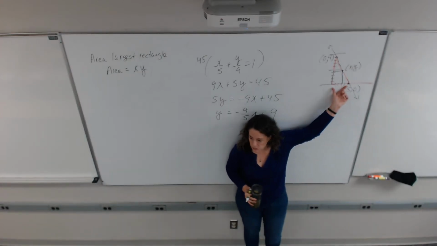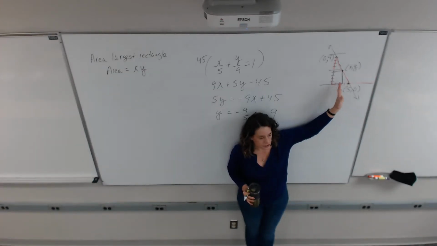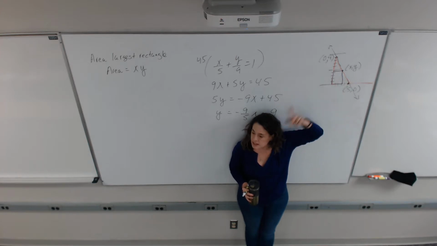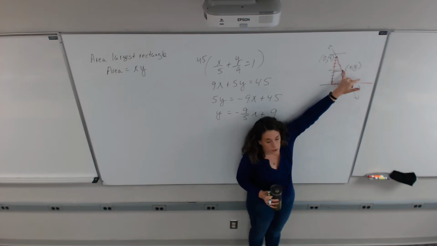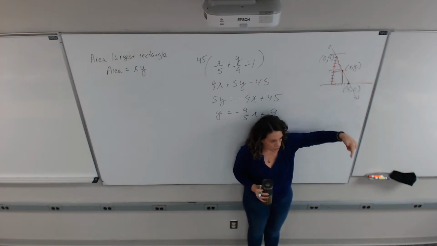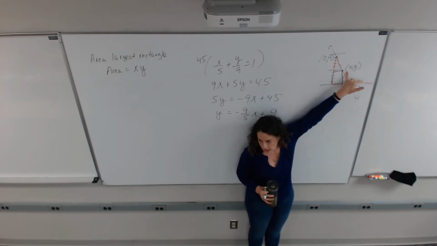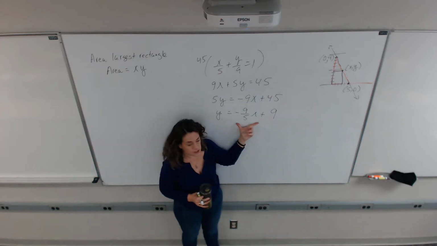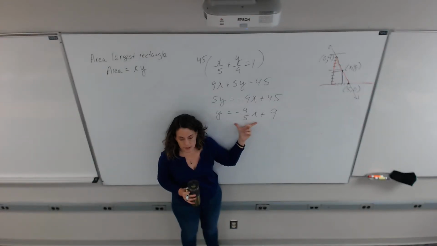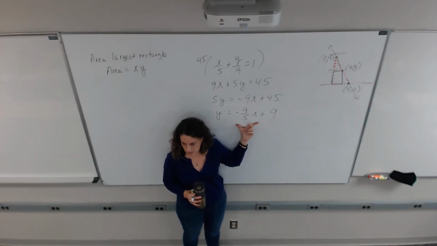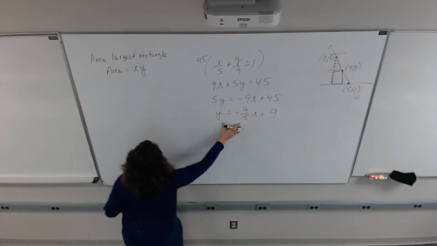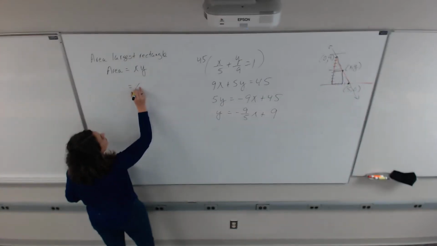To be the largest rectangle, what does it have to do? It has to touch the line. If it touches the line, that point where it touches has to be on both, which means the coordinates x, y have to also satisfy this equation. This becomes the constraint, right? So once I have that, I replace that up in here.